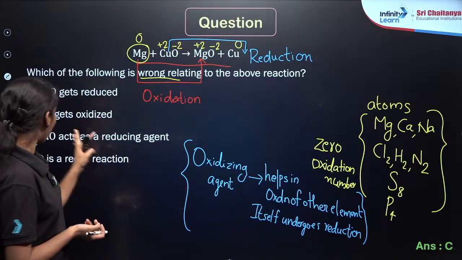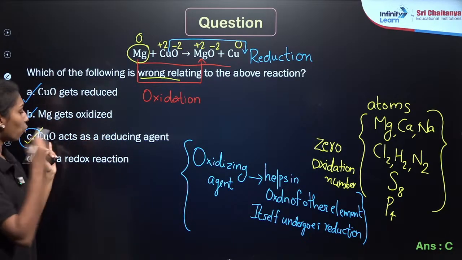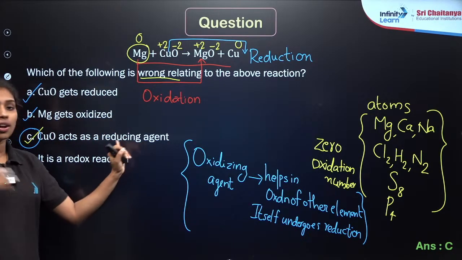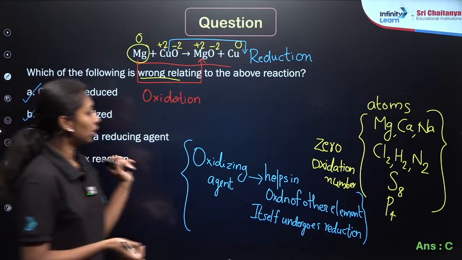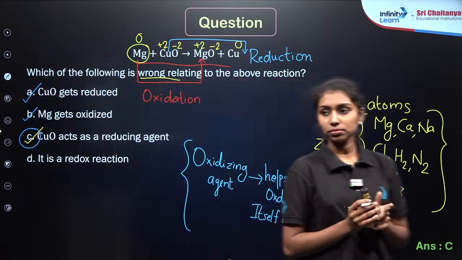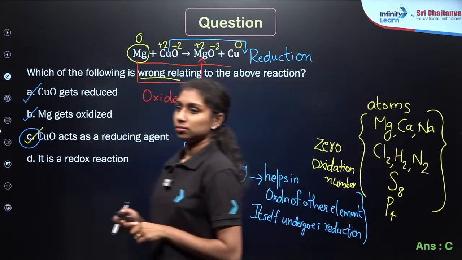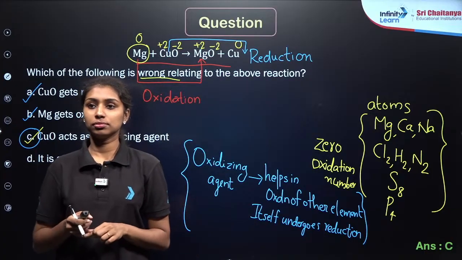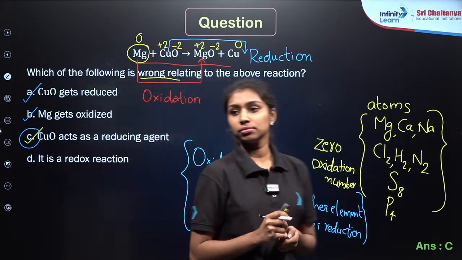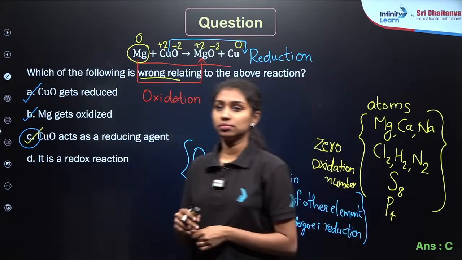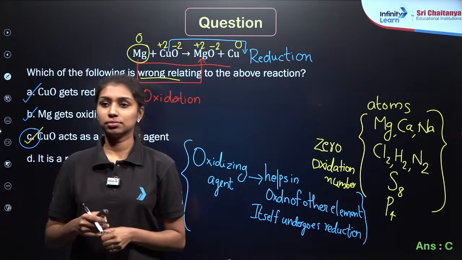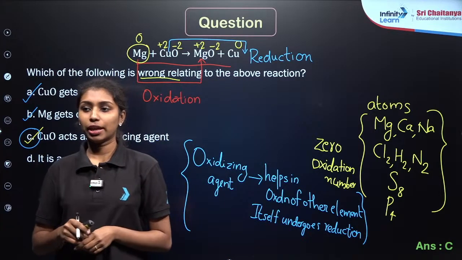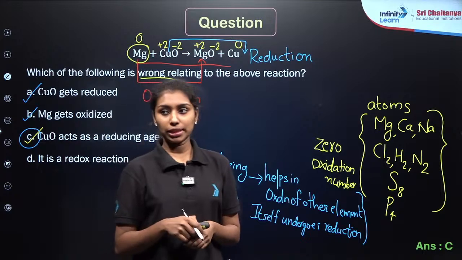So here in the case of option C, it is given as CuO, copper oxide, acts as a reducing agent, which is a wrong statement according to this reaction. Is that clear? Okay, I hope you understand. Now let me move to the next question.